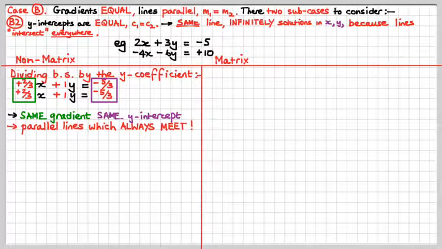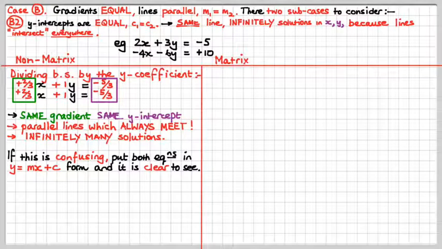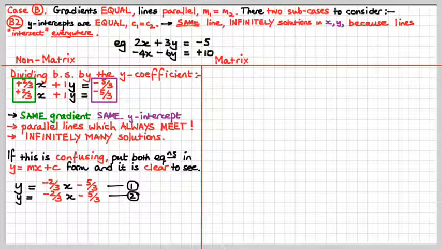So they're parallel lines which never meet. Well, actually, no, they always meet, because these have the same y-intercept. So they're two lines right on top of each other, parallel and right on top of each other. There's infinitely many solutions. If this is confusing, as we did last time, put both equations in y equals mx plus c form, and you will see very clearly what we've got.